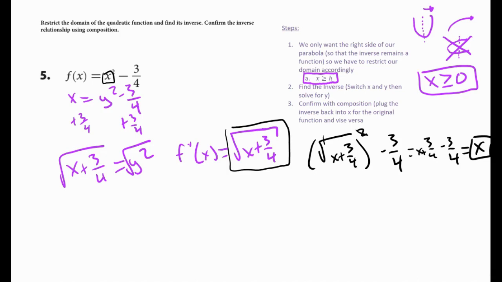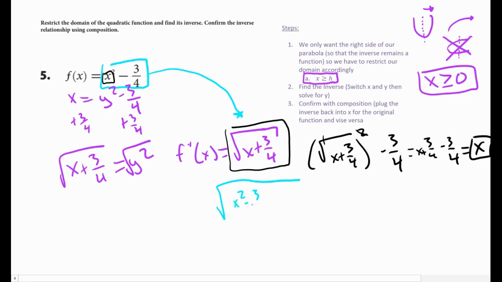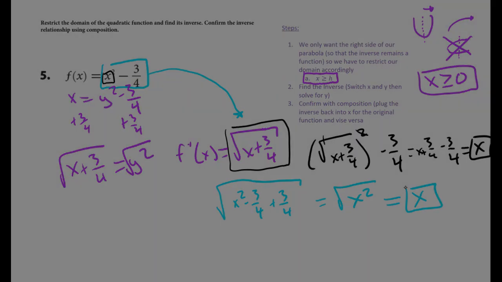Now, to do the reverse, I'm going to take all of my original function and plug that in for x in my inverse. So what I get is the square root of x squared minus 3/4 plus 3/4. And when I do negative 3/4 plus positive 3/4, I get the square root of x squared. And when I take the square root of a square, I'm left with just x here. So I've confirmed my inverse.